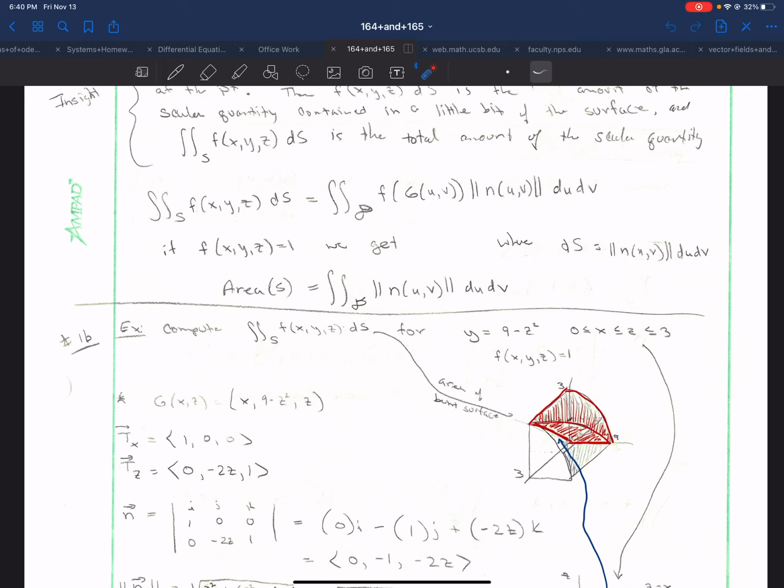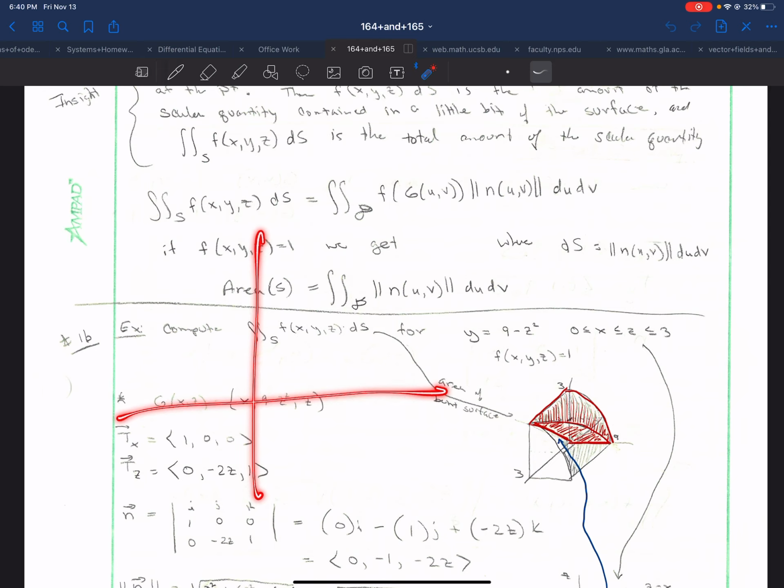So here's what we have. Our f of x, y, z in this case is 1. I know that's a little lame, but it does something cool, actually. It'll give us the surface area of that thing, whatever it is. And we want to do it for y equals 9 minus z squared.